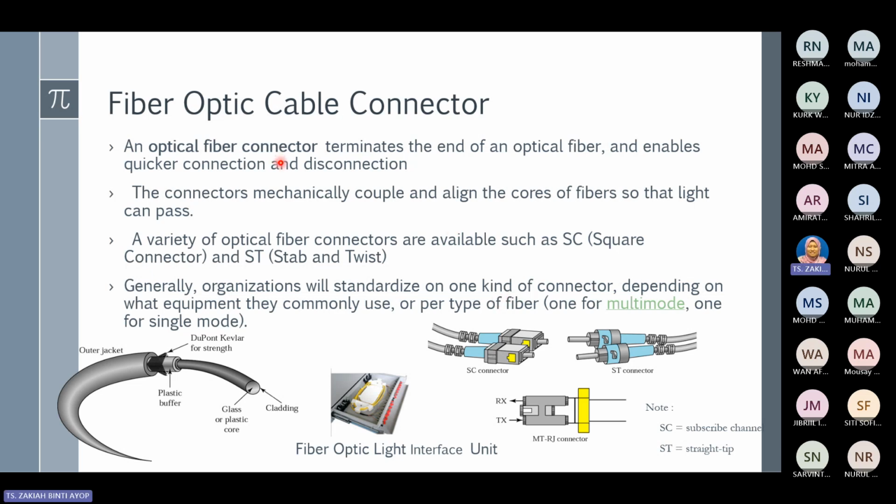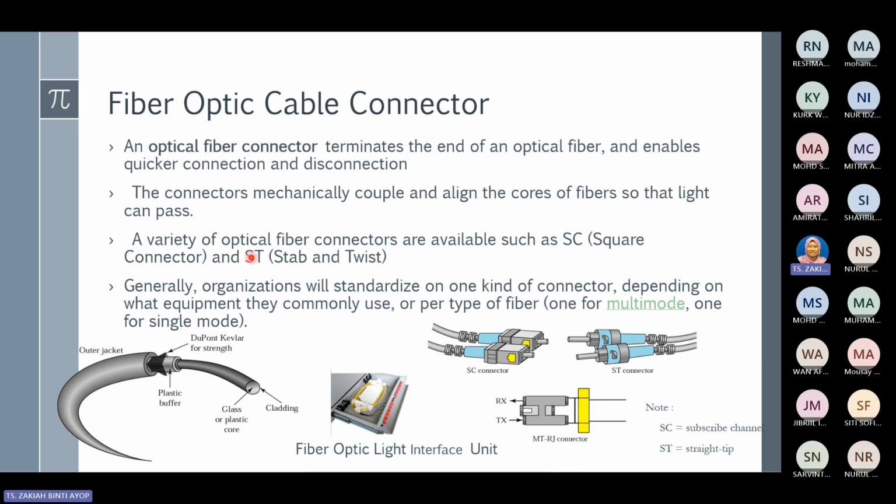Then fiber optic cable. The fiber optic cable connector terminates the end of an optical fiber and enables quicker connections and disconnections, using the SC connector or maybe ST connector. The connectors mechanically couple and align the cores of fibers so that light can pass. So the end of this must be connected to the other end so that the connection happens. The channels can be connected together.